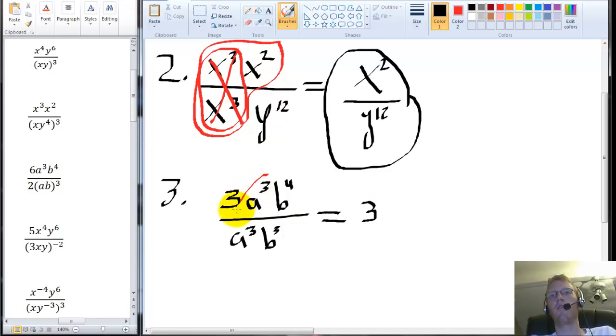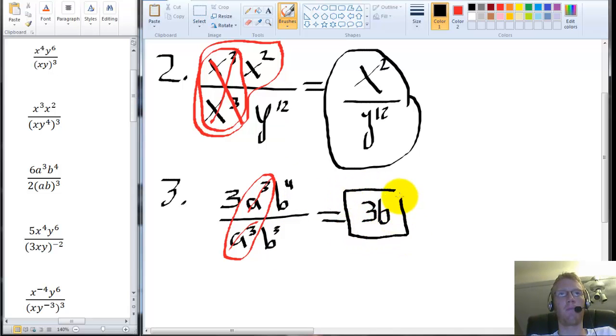For my a's, I've got a cubed over a cubed. If you want to follow the rule, it would be a to the 3rd, so 3 minus 3, which is 0, and anything to the 0 power is 1. Or you could just realize that anything divided by itself is 1, so those cancel out. And then I've got b to the 4th over b to the 3rd. Subtract the exponents, or think about it as a combat. You got 4 guys in the top, 3 guys in the bottom. The top will win by 1. And what kind of a guy is it? It's a b, so 3b is left over. Denominator is a 1, but you don't have to write it.